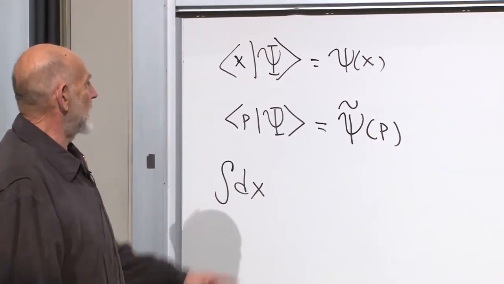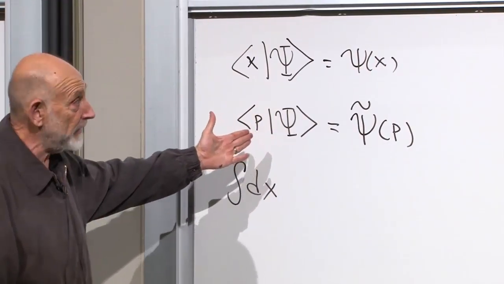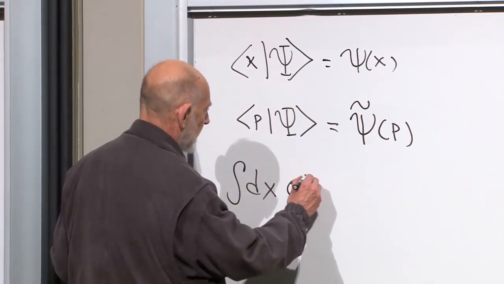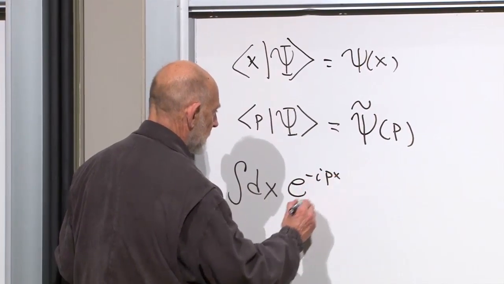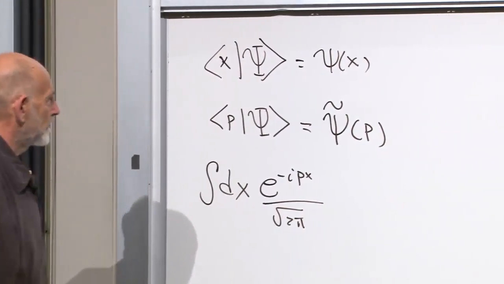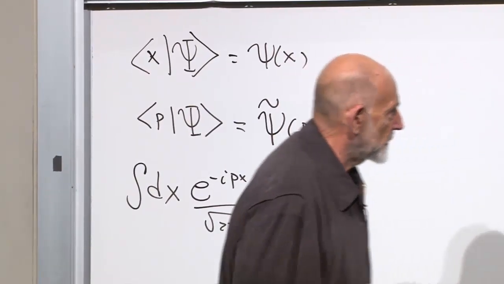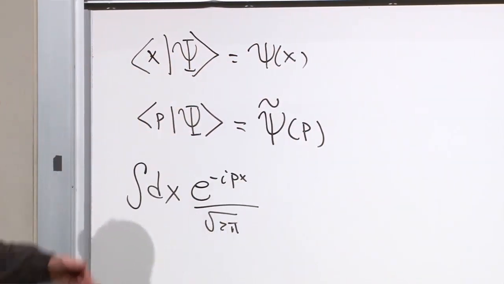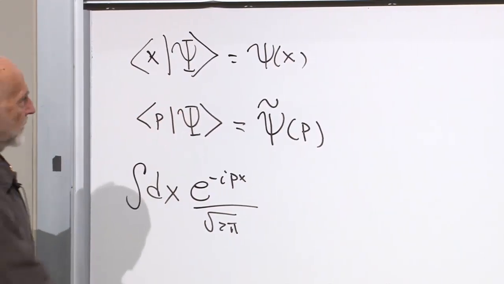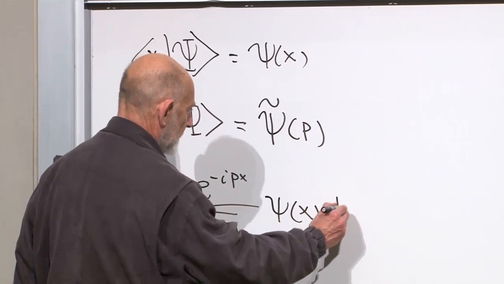Okay, so I want the inner product with p. Well, I know the wave function of p in the position basis. It's just, what is it? It's e to the minus i p x over the square root of 2 pi, if I remember right. That's what we wrote down for psi sub p of x. That's this guy over here. And then we have to multiply that by psi of x and integrate.